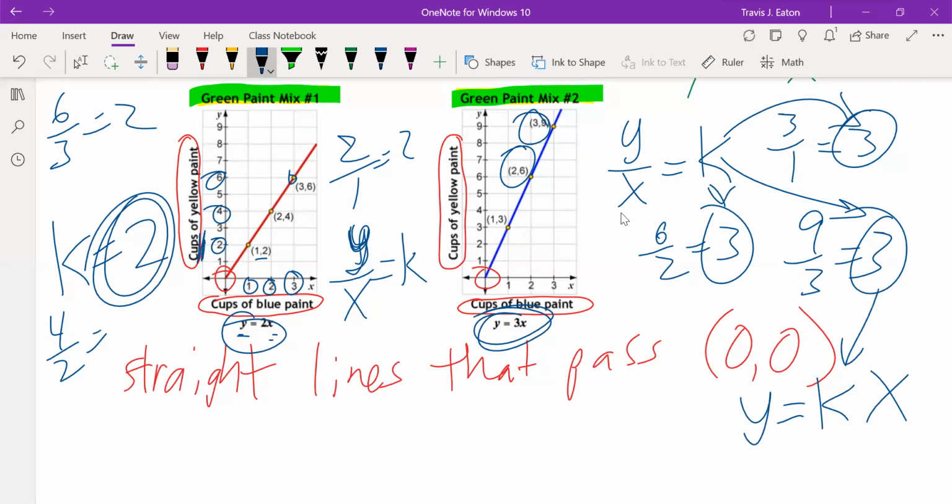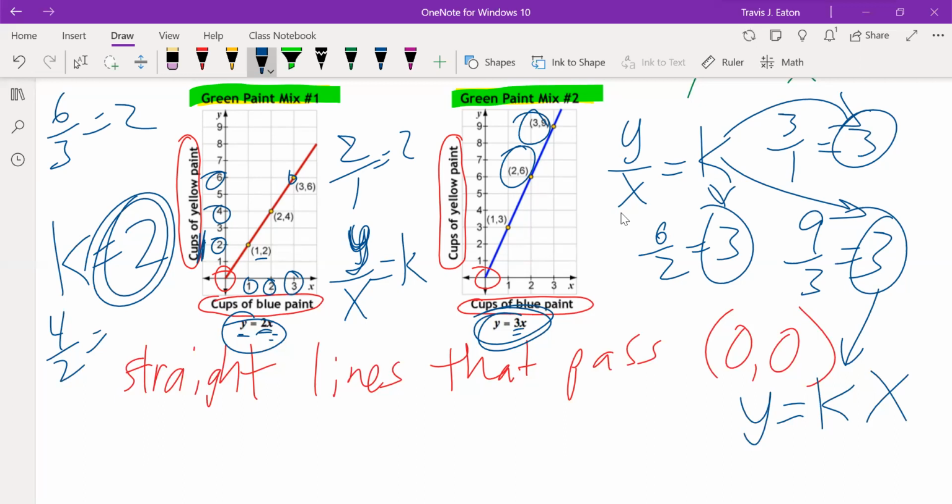All right. Now, there is a definite difference between these graphs that I want you to see. The red line is not as steep as the blue line. If these were hills that you had to climb, the red line would definitely be easier to climb because it is less steep. The blue line would be harder to climb because it is more steep. That's because the constant of proportionality for the red line is 2 and for the blue line is 3.